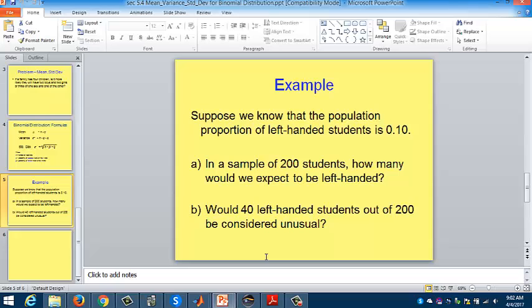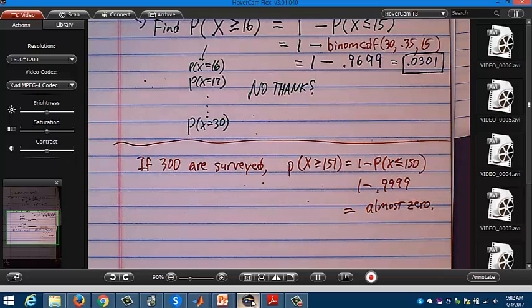Anyways, here's question A. In a sample of 200 students, how many would we expect to be left-handed? Maybe you shouldn't expect anything, you just see what you get. But when we say expect, that has meaning in my class now, doesn't it?